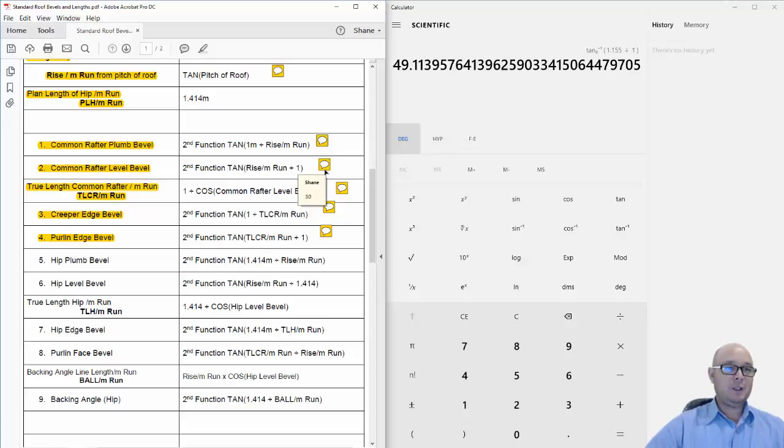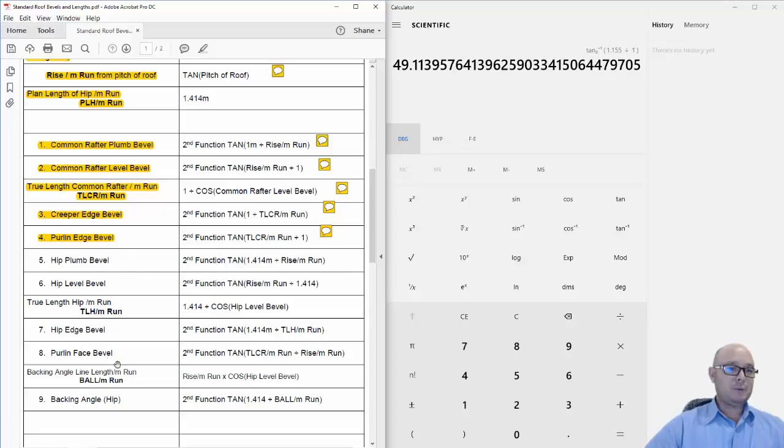You need to check that. Now that will be the same also for the hip plumb bevel and the hip level bevel. So if those two are added together, they will equal 90 as well. And that's about the limit.